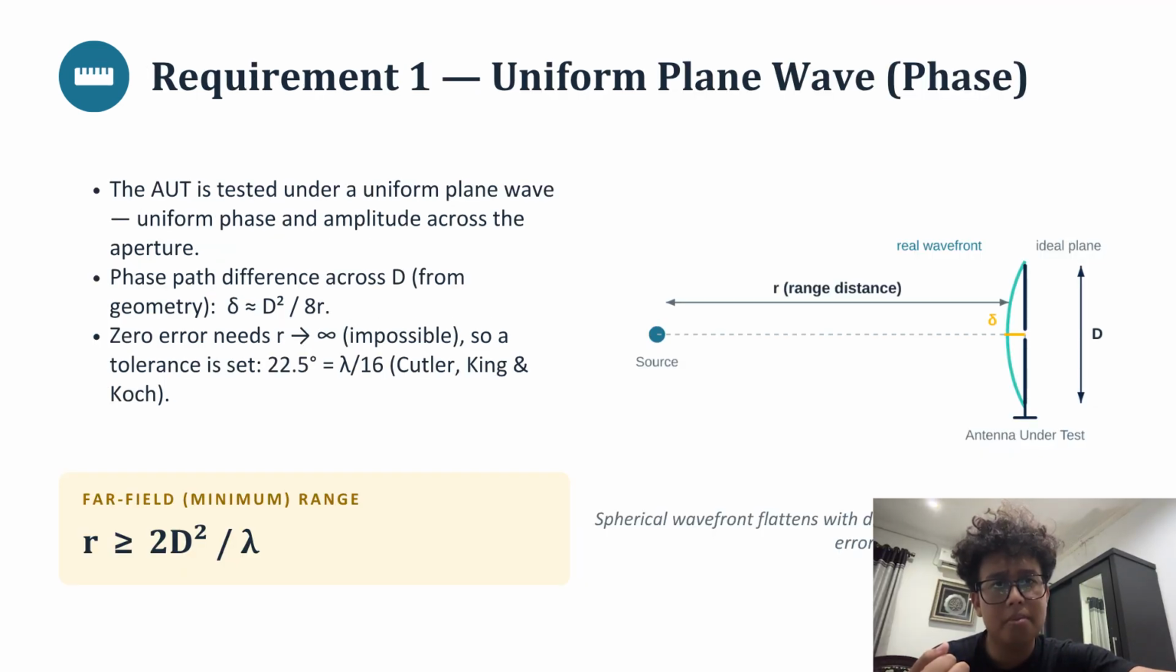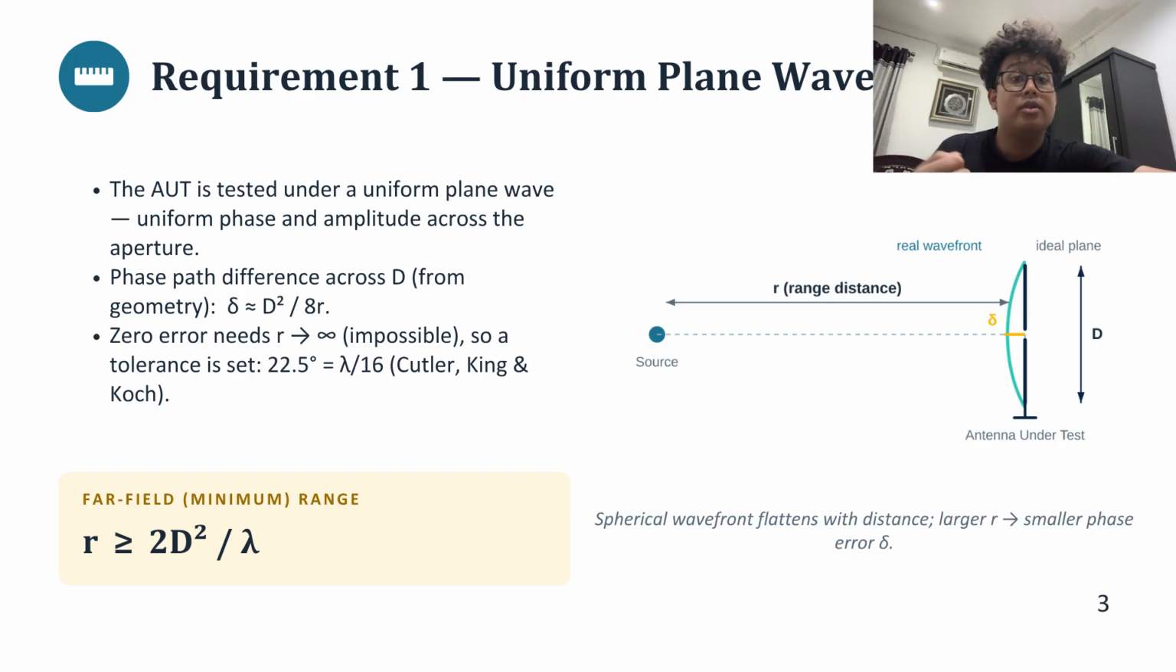First, the measurement requirements. The ideal condition is a uniform plane hitting the antenna under test. Uniform means the phase and the amplitude stay constant across the whole aperture. Let's focus on phase. From the geometry, the phase difference across the antenna is about d squared over 8r. To make that error zero, we'd need infinite distance, which isn't realistic.